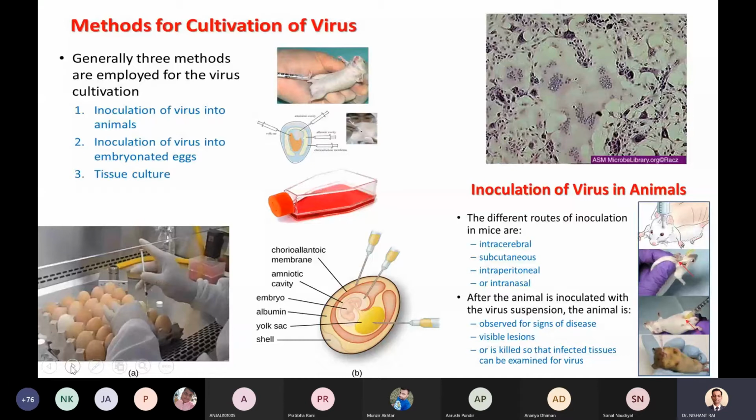So till this time we have discussed the viruses. I have skipped the properties and features of viruses, but what I am trying to say is that the microorganisms which are pathogenic in nature, right?